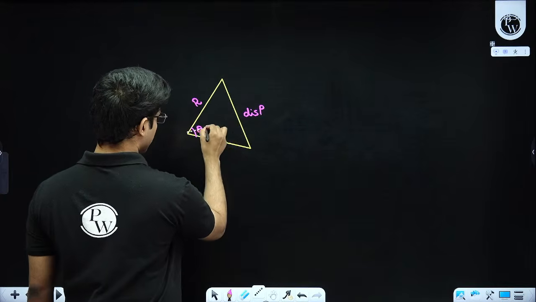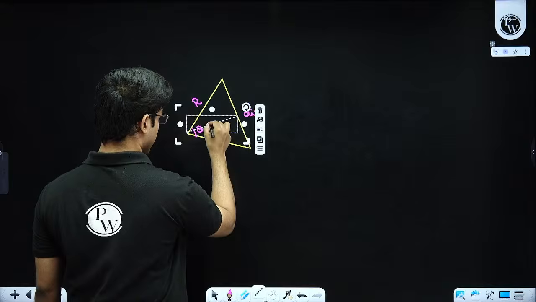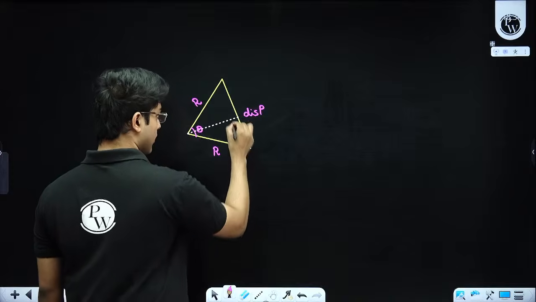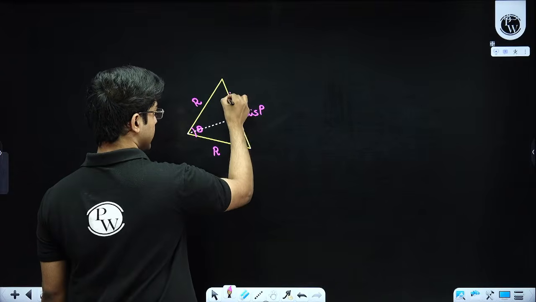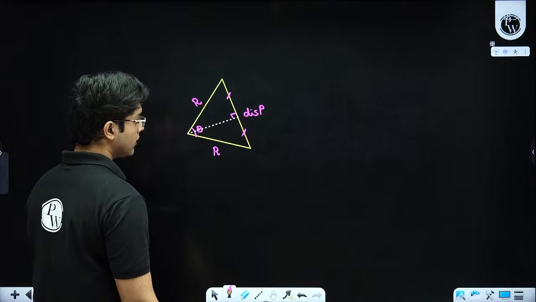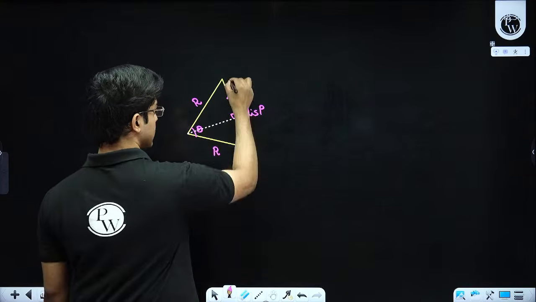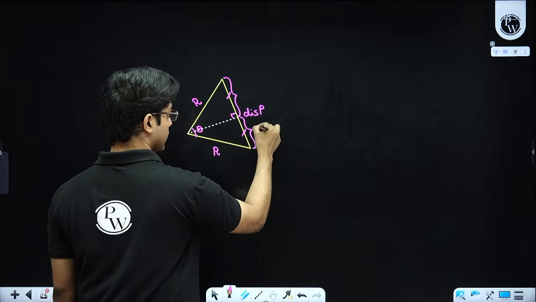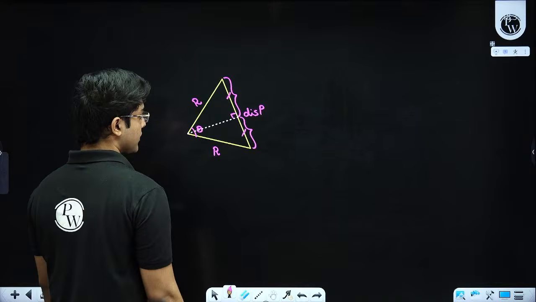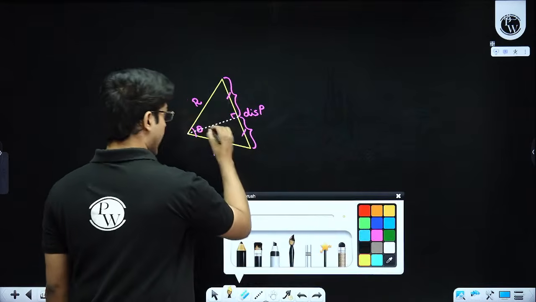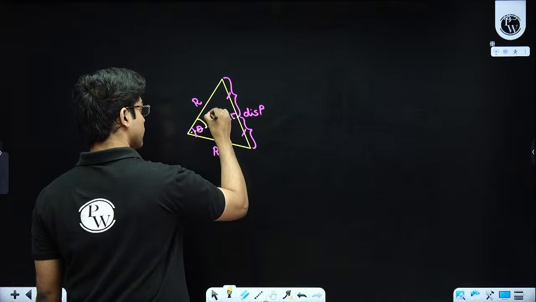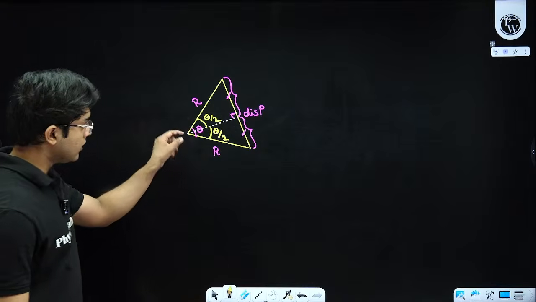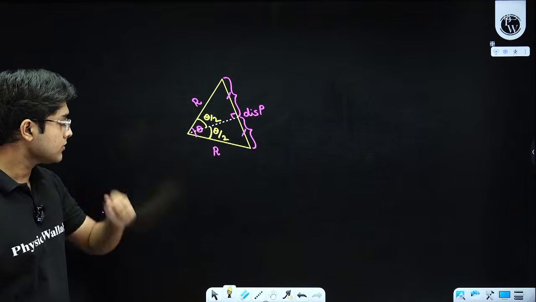If you drop a perpendicular to this side like this, this bisects the other side, which means this length and this length are both equal, okay, and this is also the angle bisector, so it cuts this angle in half as well. So this is theta by 2 and this is also theta by 2. This theta angle also gets cut in half, okay.